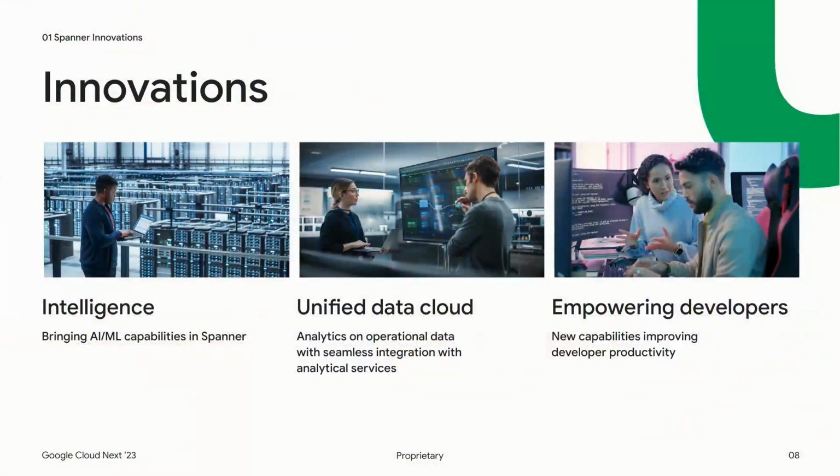Let's talk about innovations. So we at Google, our goal is to provide best-in-class capabilities which help you build your applications by leveraging the operational data. That is our goal whenever we talk about development and things like that. We continue on focusing on enabling intelligence in Spanner by bringing in the power of AI ML for your businesses.